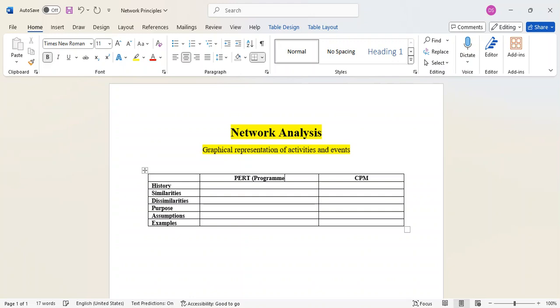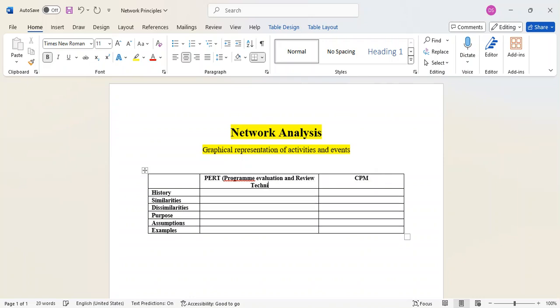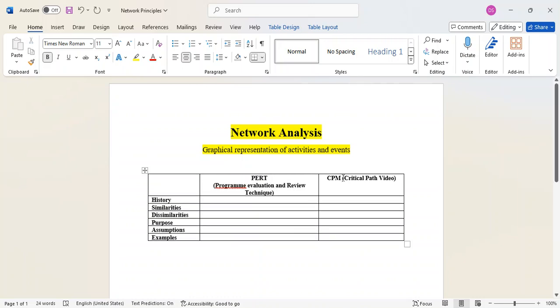One is program evaluation and review technique, and the second one is critical path method. Today's class is all about the basics of network analysis. Don't worry about any technical things or jargon in this part. It is completely basic, before addressing the technical part of network analysis.